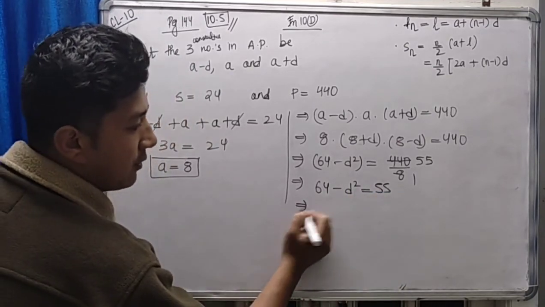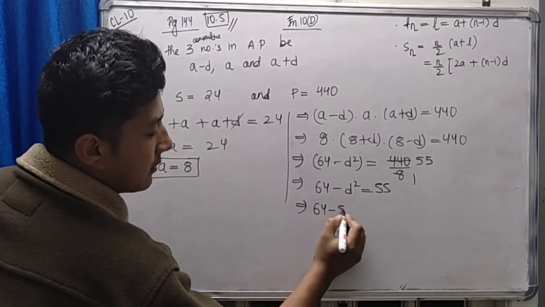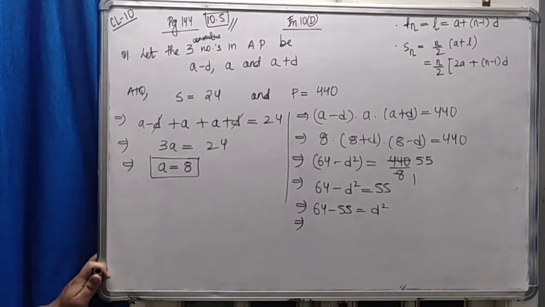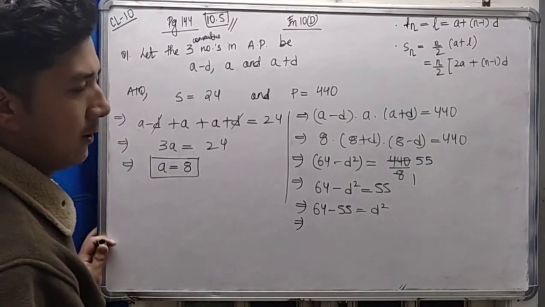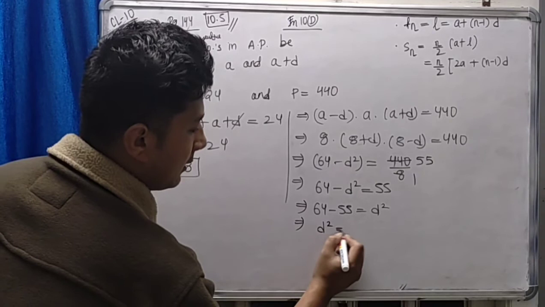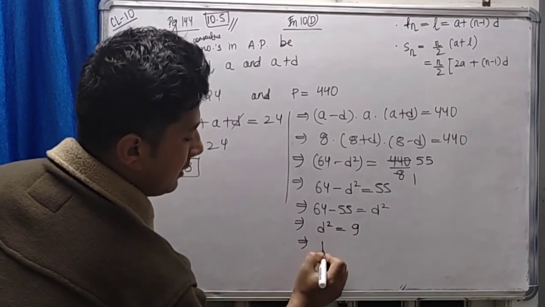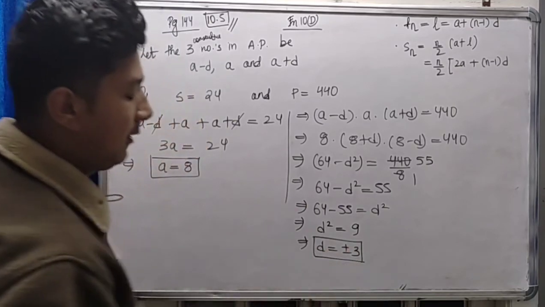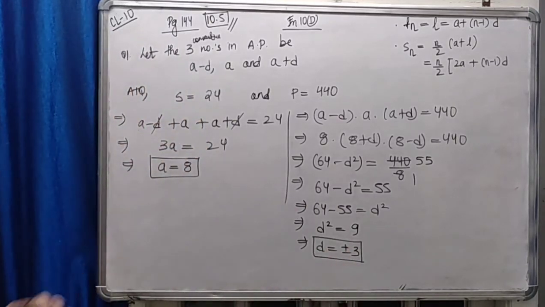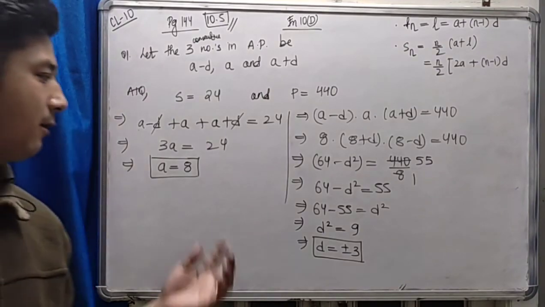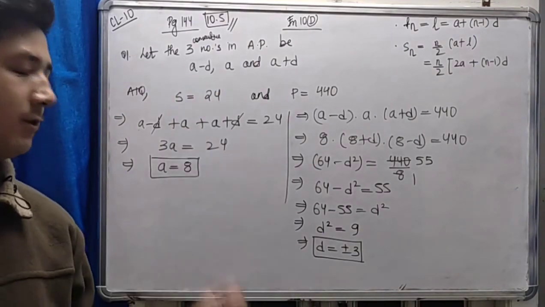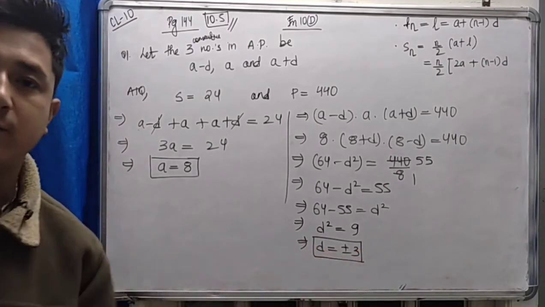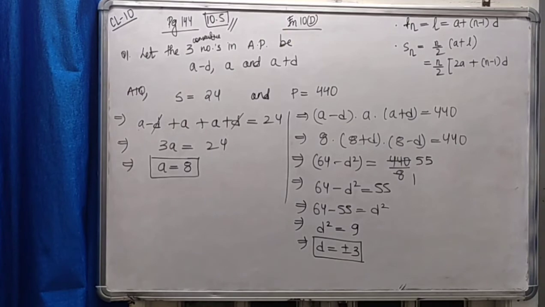Bring the 55 to the left hand side. So 64 minus 55 is equals to D square. So therefore 64 minus 55 means how much? 9. So therefore D square is equals to 9. So which means D is equals to plus minus 3. So therefore two values of D we are getting. One is with plus 3, the other one is with minus 3. Now we need to find the three terms. Okay, so therefore there will be two cases, when D equals to positive 3 and when D equals to negative 3. So please pause the video and note down till here.